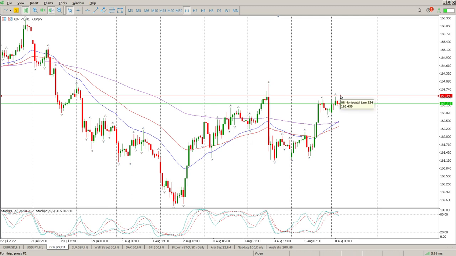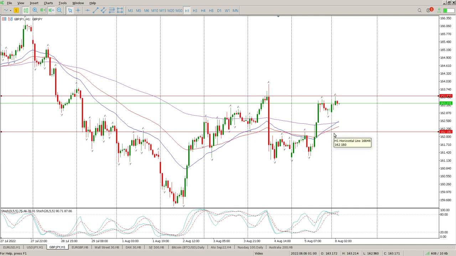So break above this 163.500, break and retest of this area is the opportunity for longs. If we do move to the downside, you'll probably find buyers coming in somewhere in this area at 162.180. So that would be testing the moving averages, testing all these tails where there's been a breakthrough, and you're looking to find support.